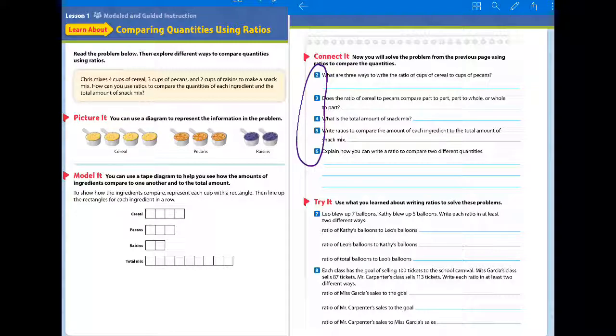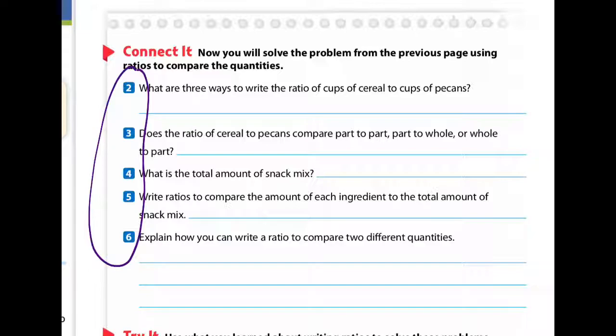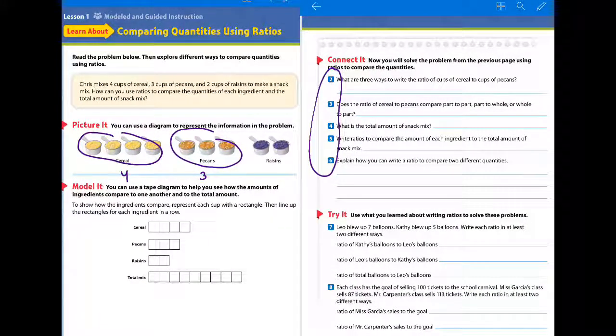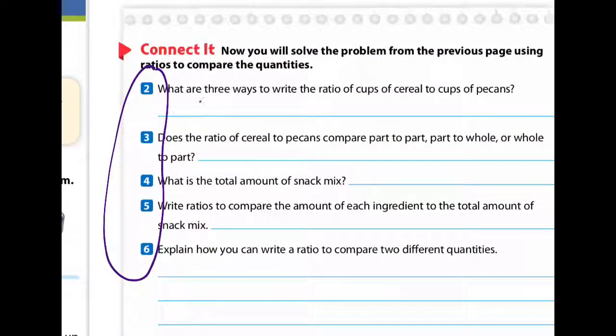Okay, let's see how you did. So, in problem 2, it says, what are the 3 ways to write the ratio of cups of cereal to cups of pecans? So let's take a look over here at the cereal, the pecans. Notice, there are 4 cups of cereal, right? And there are 3 cups of pecans. So our ratio is going to be 4 to 3. And you can write that as 4 to 3 with the word to, 4 to 3 with a colon, or like a fraction, 4 to 3, even though it looks like 4/3. So if you had it right, give yourself a C for correct. If you had it wrong, just mark it wrong and fix it. No big deal.